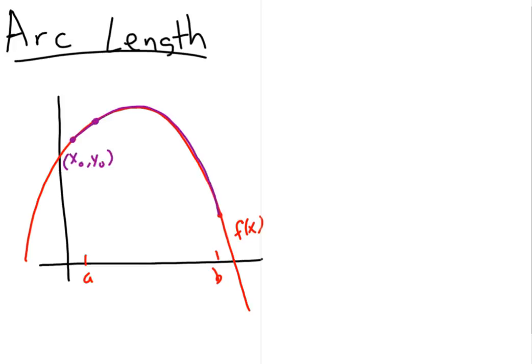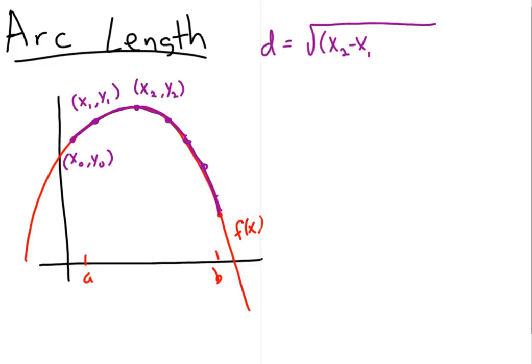One way that we could approximate this using a pre-calculus method would be to locate a point somewhere along that curve. We'll call it x1, y1. We'll call that original point x naught, y naught, or x sub 0, y sub 0. And then just continue that process. Pick several more points along the curve, and then using pre-calculus, use the distance formula to approximate the distance between those points, and then add all of those up. The distance formula, if you remember, is the square root of x2 minus x1 squared plus y2 minus y1 squared.